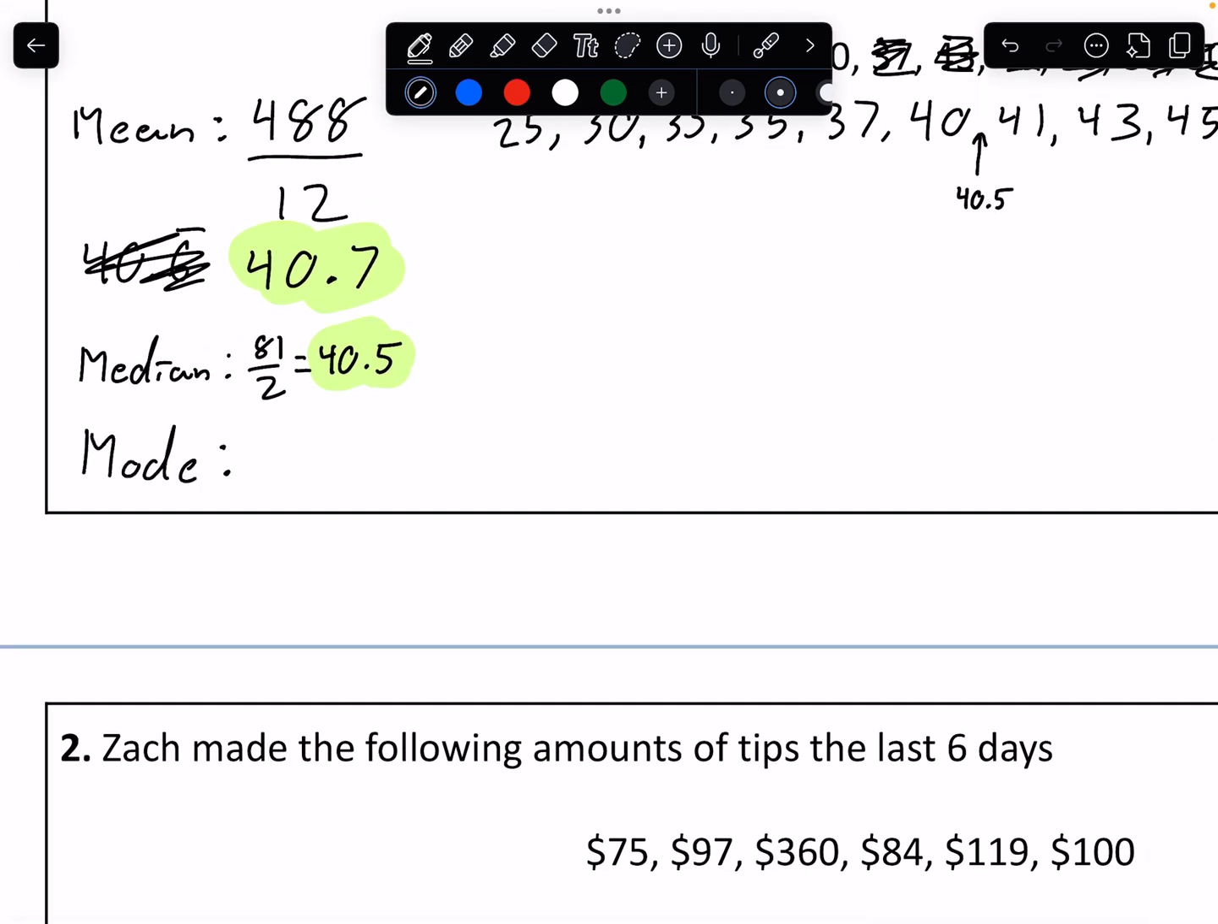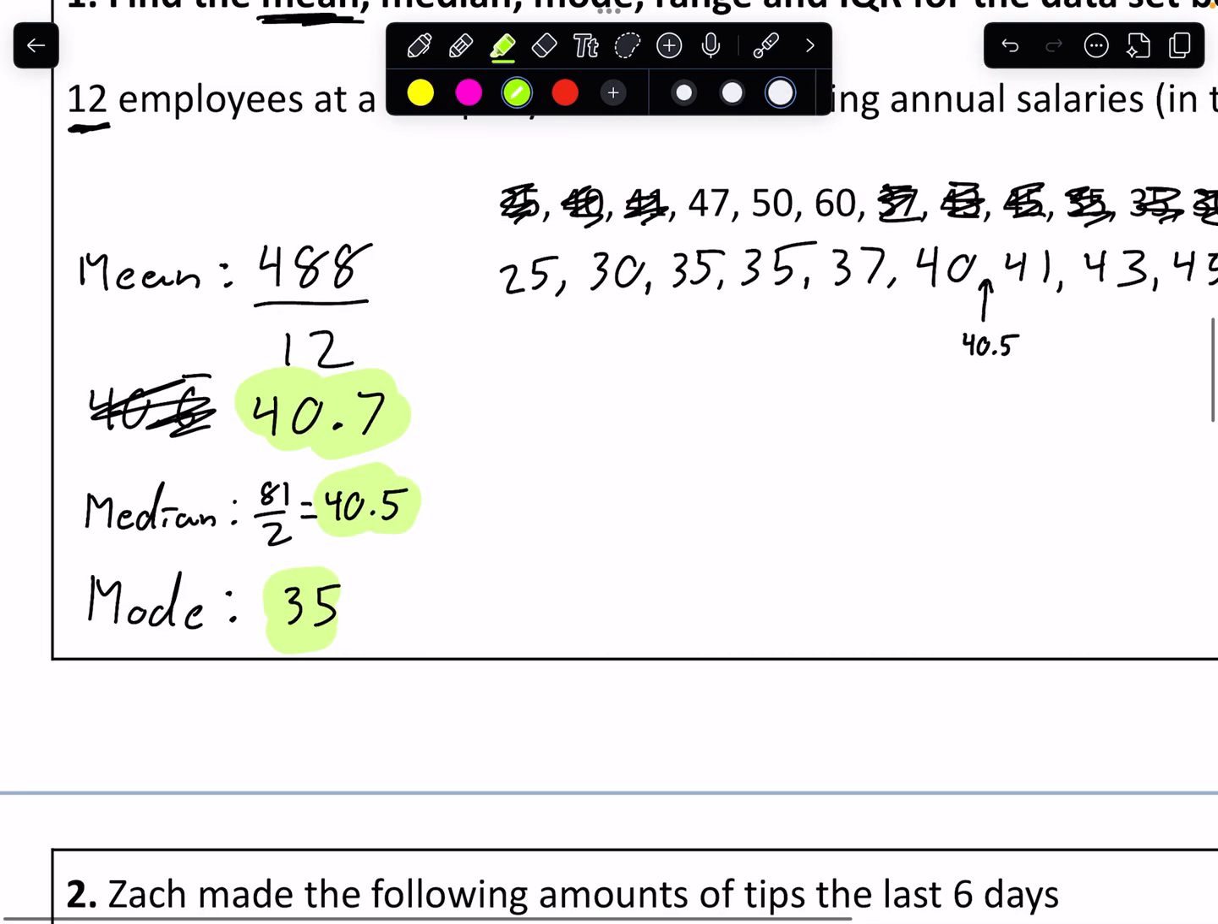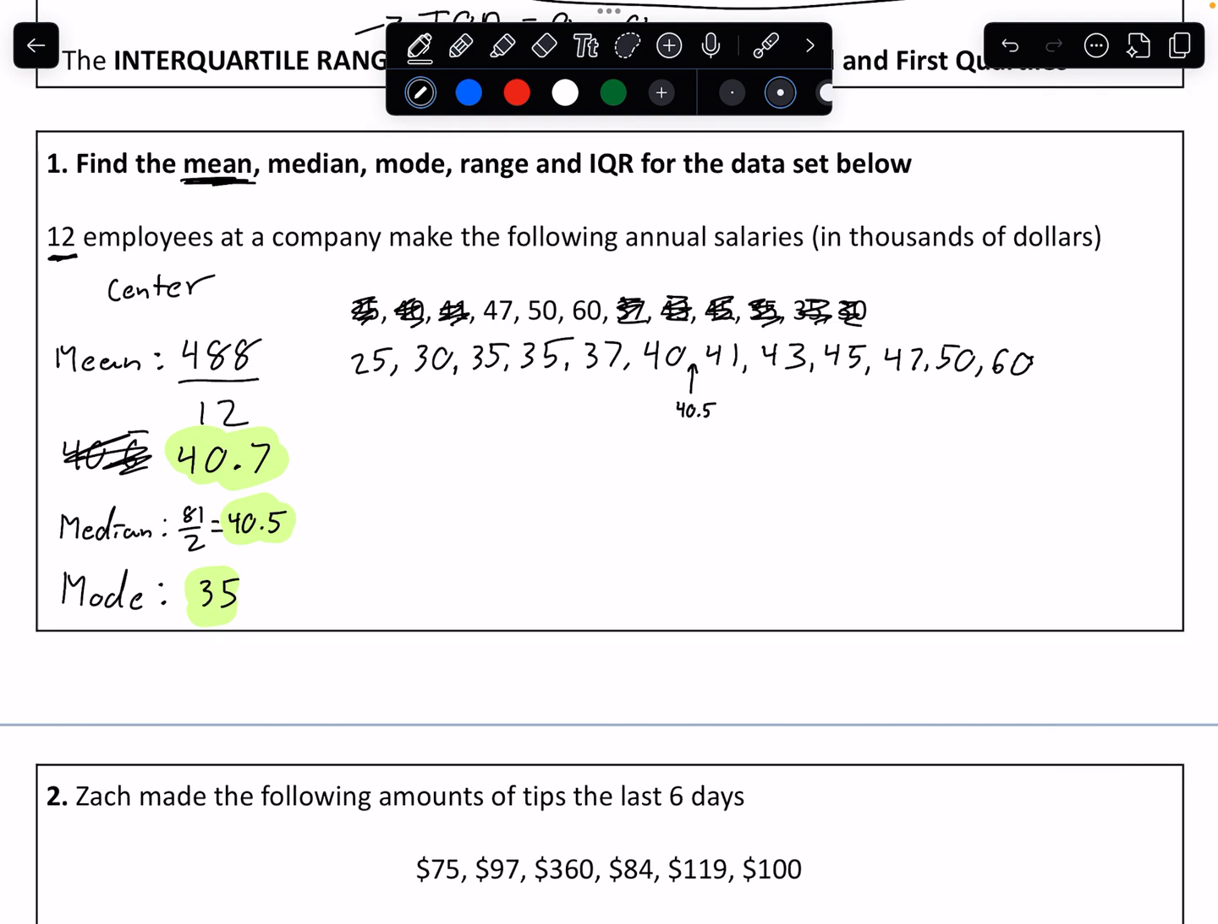Now, here's a quick talking point that I would like to make. These three things are our measures of center. I'm just going to write the word center up here. And they're supposed to represent the middle of our dots. Which one of these is clearly not that close to the middle of our dots? Is it the 40.7, the 40.5, or the 35? I hope that you're okay with the fact that our mode, right there, is not at all really close to the middle of our points.